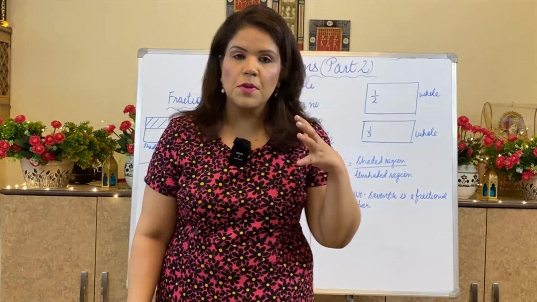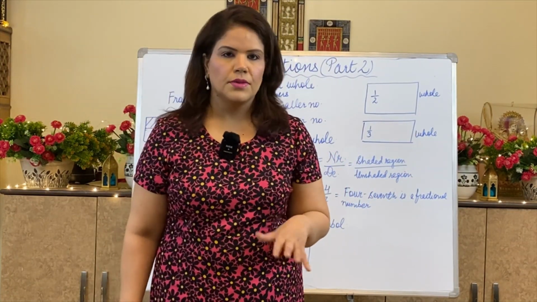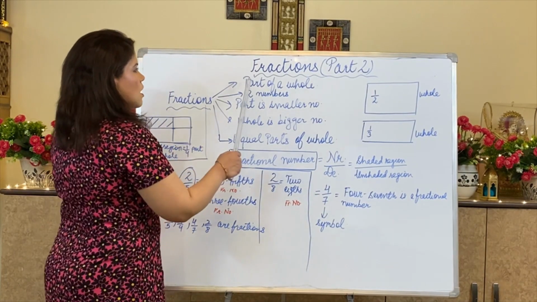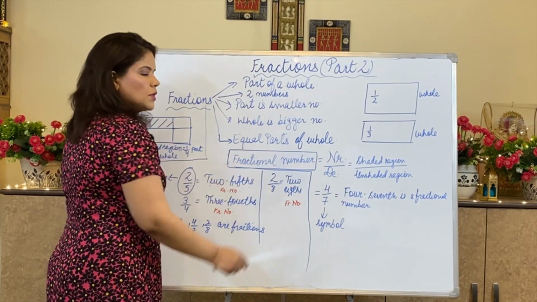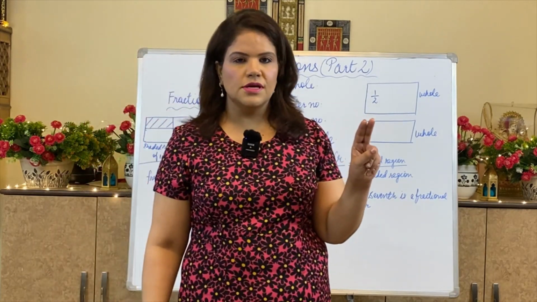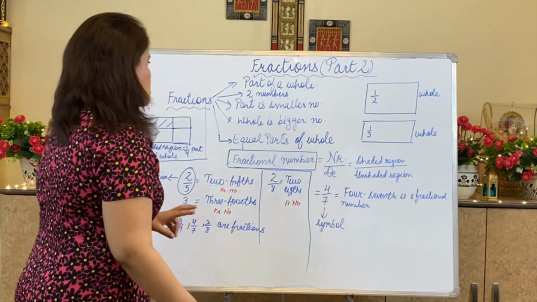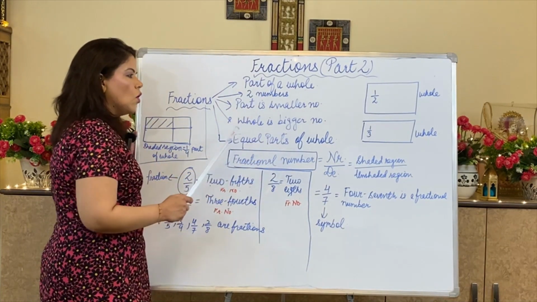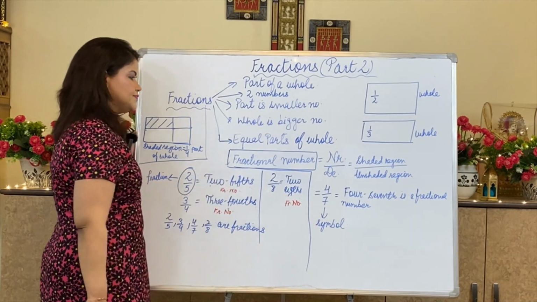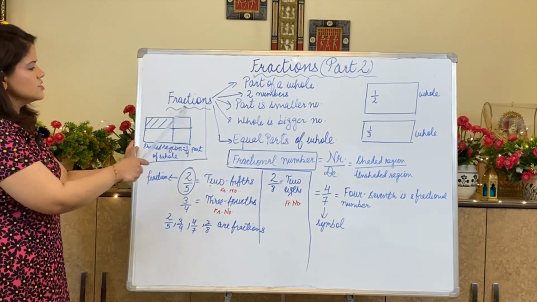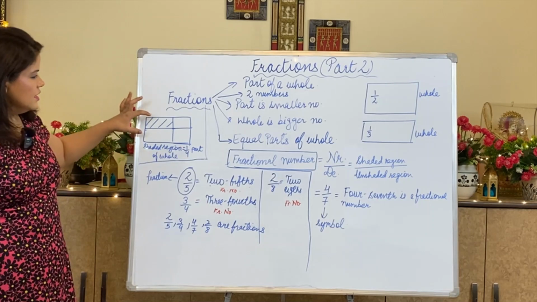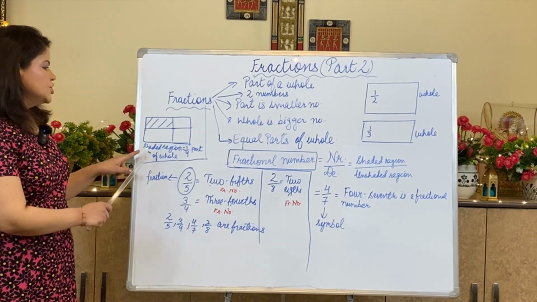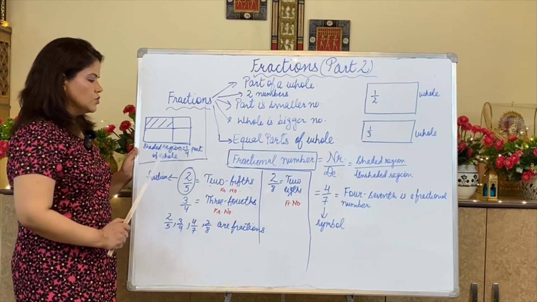those parts should be equal to each other. The fraction definition was part of a whole. We were taking two numbers here and both were natural numbers. Part represents the smaller number, whole represents the bigger number. Now I am taking this figure. You can see there are four parts, and I have been given that the shaded region is 1/4 part of a whole.